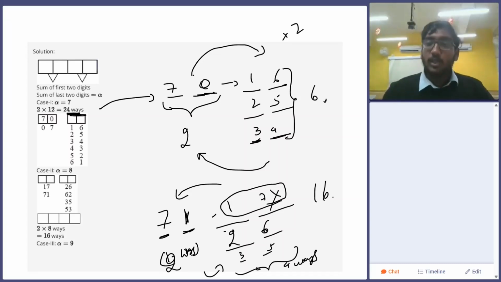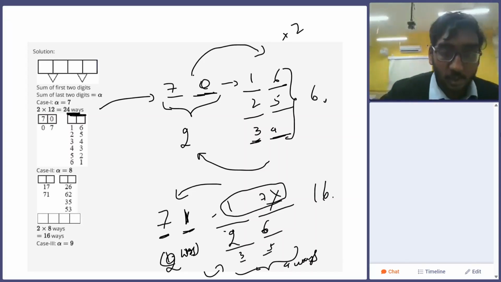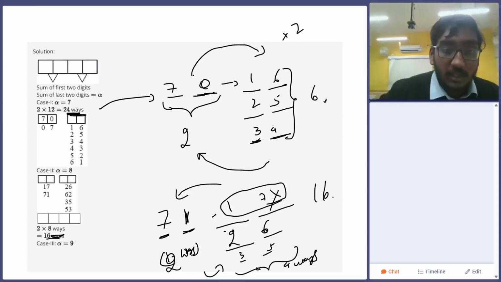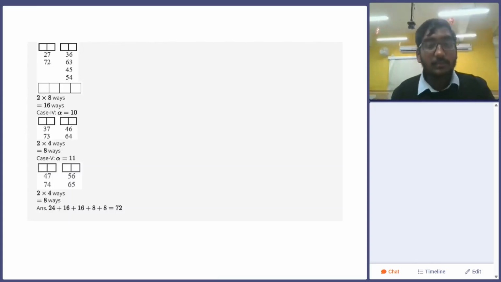Clear? Because the first 2 can occupy the last 2 digits, and the last 2 can occupy the first 2 digits, and still all the conditions will be true, okay? So for this case, you have 16 ways. The first is 24, and the second case is 16 ways. And what about the third case?